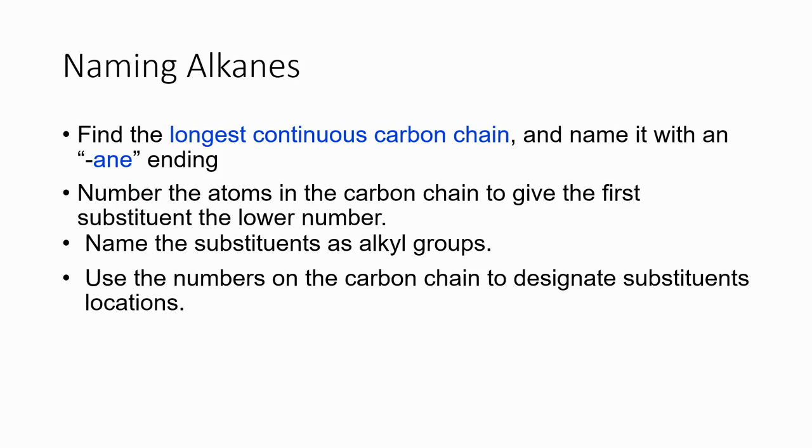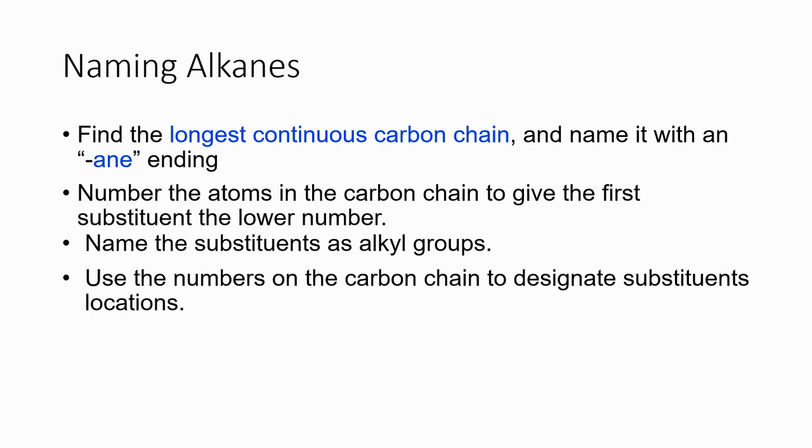Okay, so here are our rules. The first thing that we like to do is find the longest continuous chain, and this is what we practiced last time. And then we name it with -ane. So if 5 is the longest carbon chain, then we're going to name it pentane. And if it's octane, that means we have 8 carbons in our carbon chain. And then we number the atoms. We practiced this too. We number the atoms in the carbon chain so that the first substituent has the lowest number. And we practiced that last time, numbering the carbon chains.